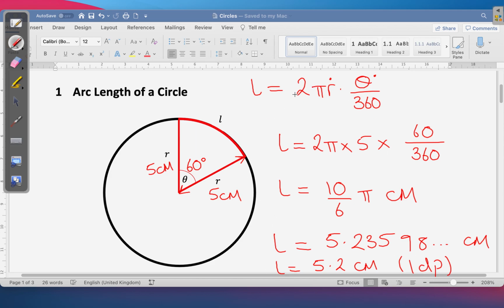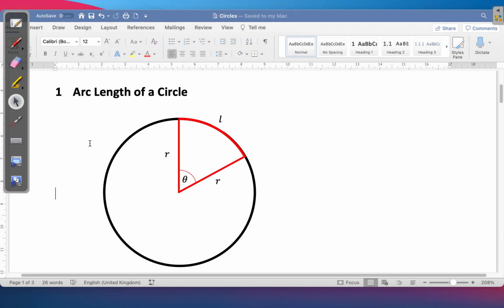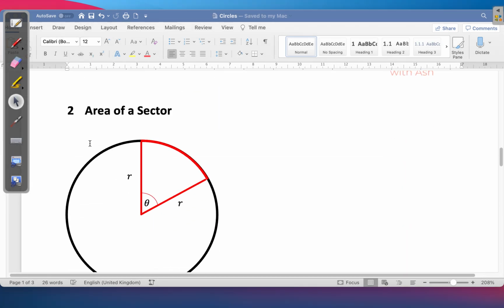Okay, so we take the circumference equation and we multiply it by the fraction that the angle takes up of the whole circle. Okay, so next one, we're going to look at the area of a sector.